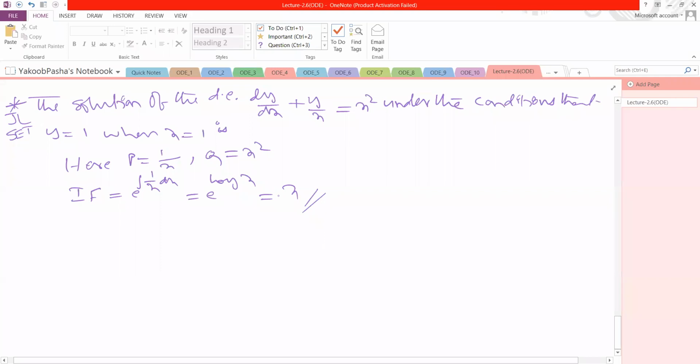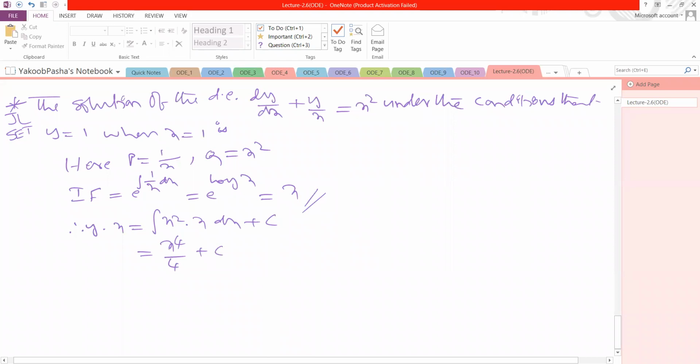Now the general solution is y into the integrating factor, that is x. So y into x is equal to integral q. Q value is x square into x dx plus c. So here we have y into x as this. Here x cube integration is x power 4 by 4 plus arbitrary constant c.